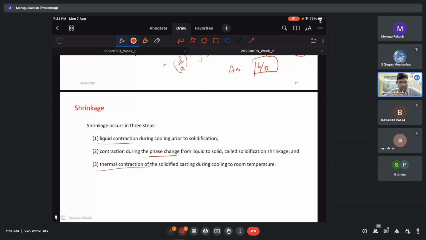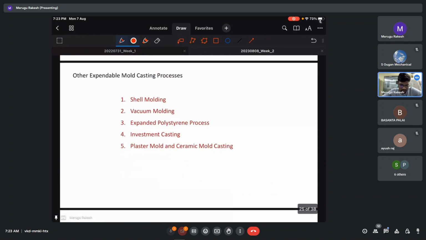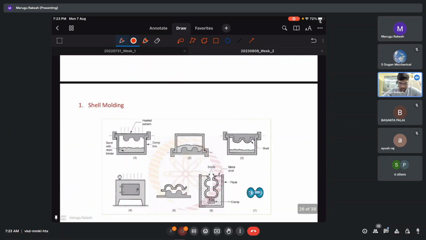Okay, I will come to the doubts. Then we'll move quickly to shell molding. So these are some of the expendable molds in which we have to physically break the mold to take the casting out. We have shell, we have vacuum molding. Shell I will explain now. Vacuum molding is nothing but we use a vacuum machine to feed the metal into the mold so that it will go into all the parts of the casting. Then we have the expanded polystyrene process, in which we will not keep a pattern, we'll keep a styrofoam so that when metal enters, it will directly melt away the styrofoam. Then we have investment casting that I will be explaining. Then we have plaster mold and ceramic mold casting. Okay, let us go over it.